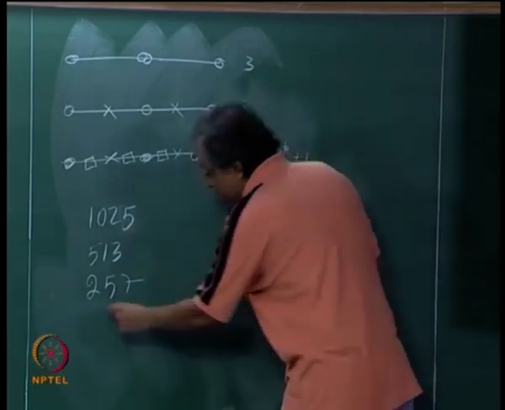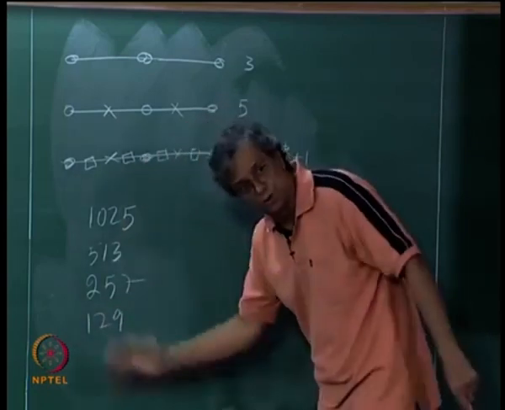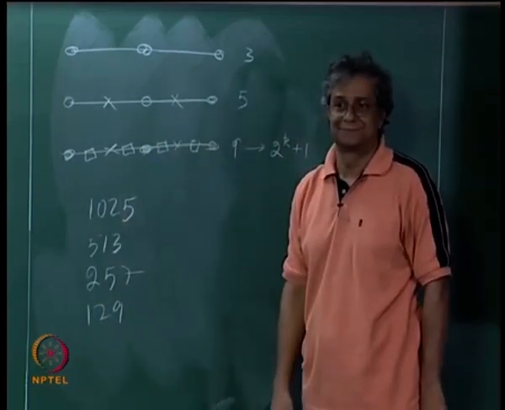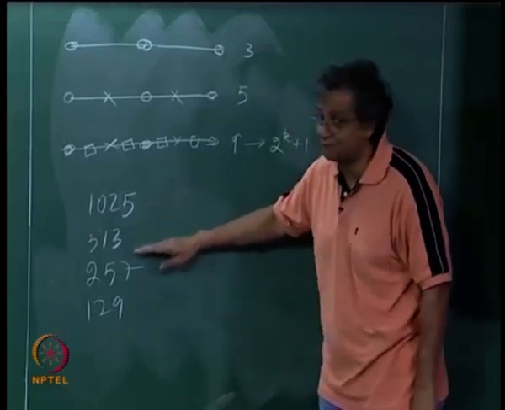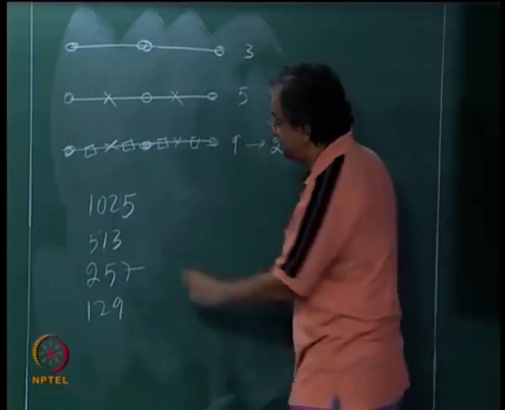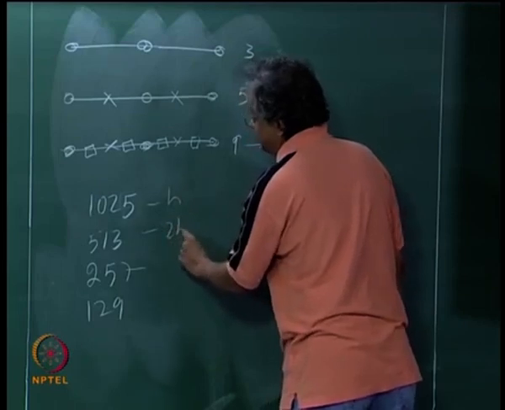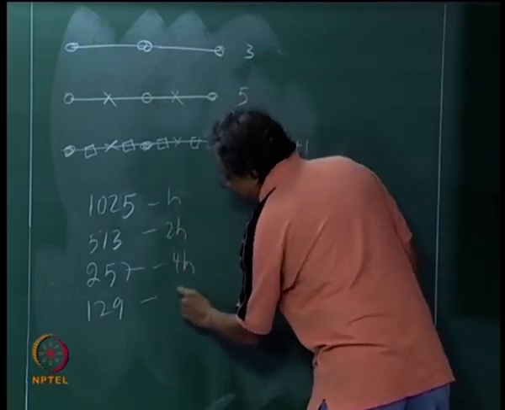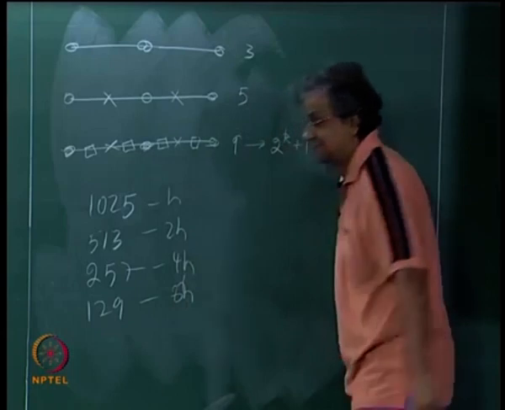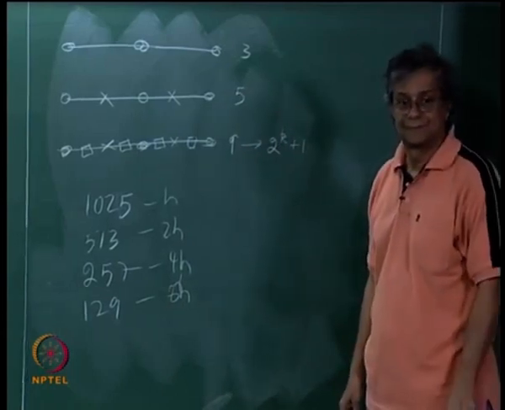Okay. So then you would go to 129 and so on, and you can go all the way down to 3, right, if you want. So this is the number of levels that you can transfer. So if this is H, it is 2H, 4H, 8H, fine.